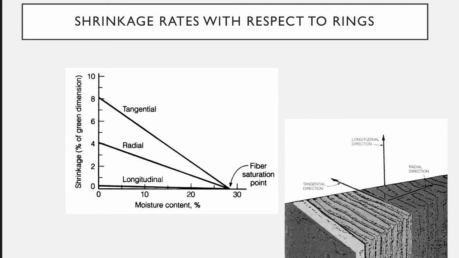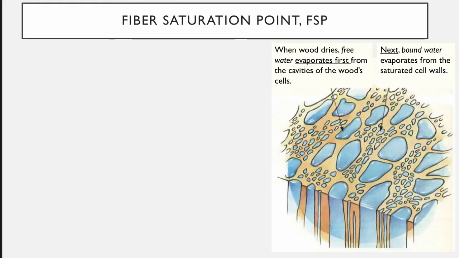So this fiber saturation point is pretty important to define because that's where we start shrinking. So let's look at an image, and this is a cartoon image of those same scanning electron microscope images of the cells in the tree that we saw in video 1. And so the first thing we see are those large open cavities, and those are the cavities of the tracheids. Now, the water in those tracheids that's inside the cavity of the cell, that's known as free water.